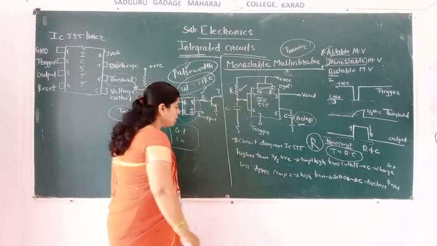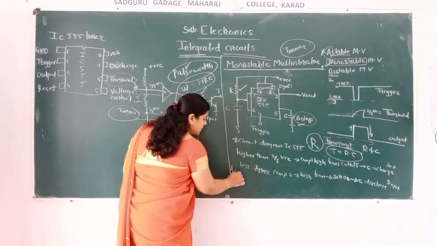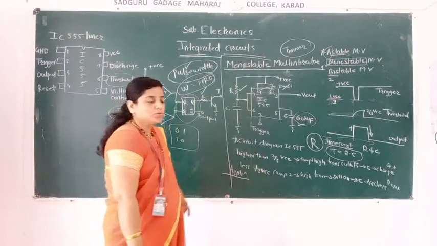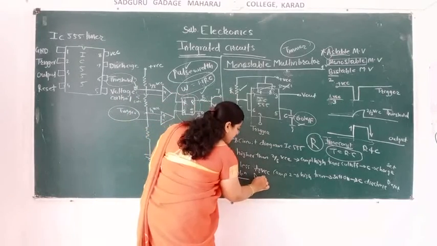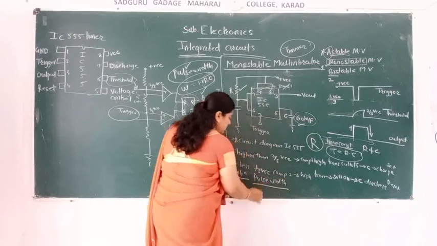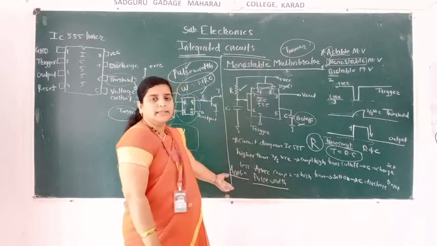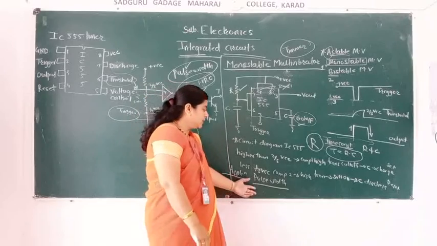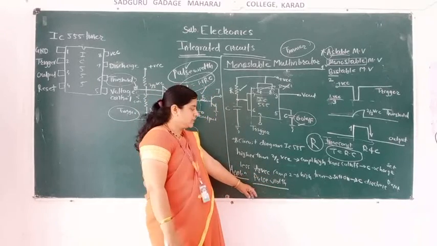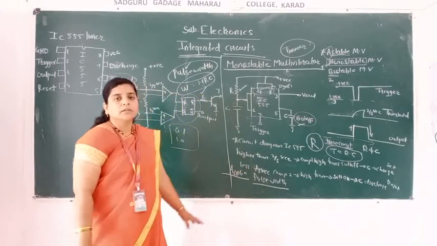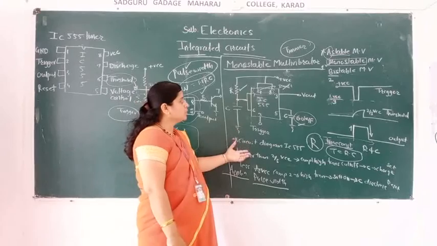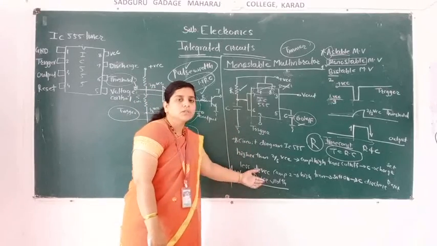So for the application of the monostable multivibrator, how can you write it? It is used to generate the pulse width. It is used in pulse width generating circuits and in digital circuits. It is mostly used in digital circuits for generating the pulse width. So the monostable multivibrator has this use.